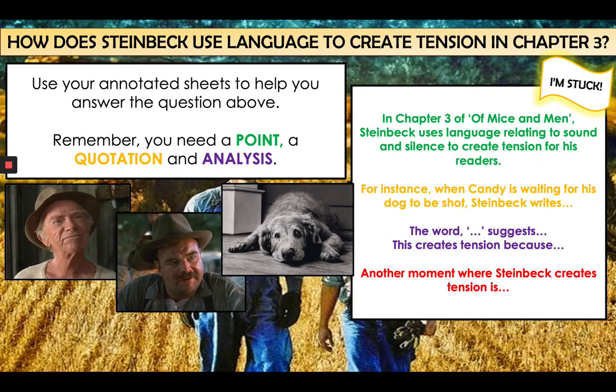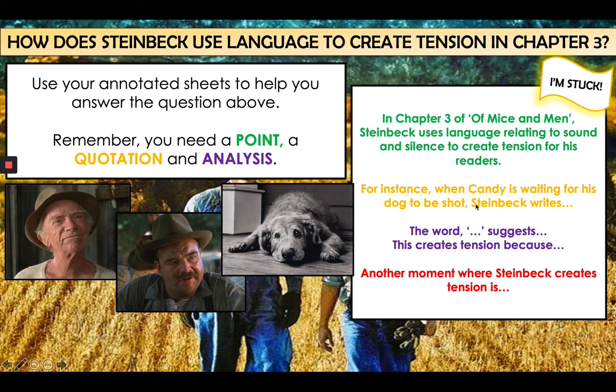So the last thing you're going to do today is write a really short P paragraph, just summing up what you've learnt about tension in that extract. So you can use obviously your worksheets to help you. You just need a point, a quotation, and then you need to analyse that quotation. So if you get stuck, there's a little box on the right hand side that gives you some sentence starters to help. So, for example, in chapter 3 of Of Mice and Men, Steinbeck uses language relating to sound and silence to create tension for his readers. So you've got your point there.